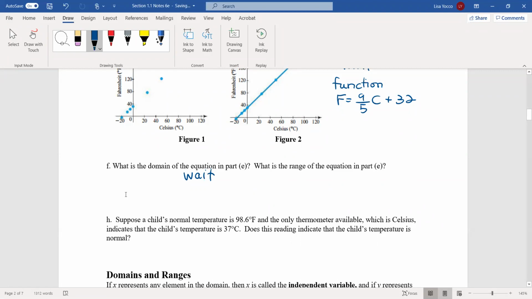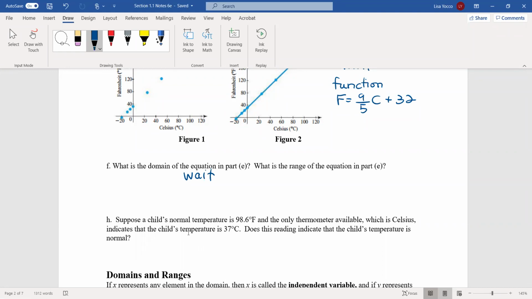Okay, and then the last part: suppose a child's normal temperature is 98.6 degrees Fahrenheit, and the only thermometer available, which is Celsius, indicates that the child's temperature is 37 degrees Celsius. Does this reading indicate that the child's temperature is normal?